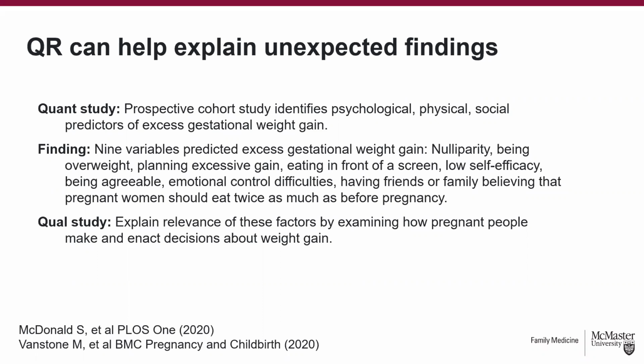So then we embarked on a qualitative study where we aimed to explain the relevance of these factors by talking to pregnant people about how they make and enact decisions about weight gain. And this was really helpful in terms of explaining some. We weren't able to explain all of these. We had to focus on just a few. But explaining some of these variables, for example, we found that those who plan to gain in excess of the guidelines typically didn't understand that they were planning to gain in excess. They just picked the wrong BMI category, and that's why their goal was too high.